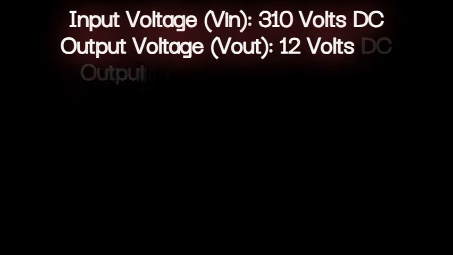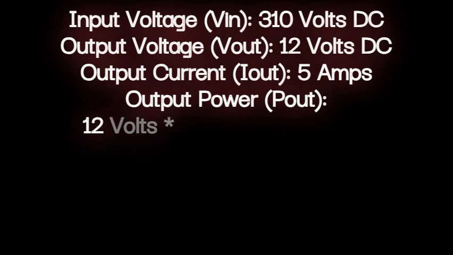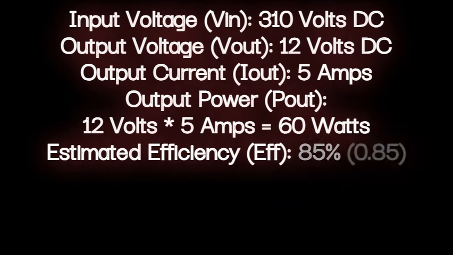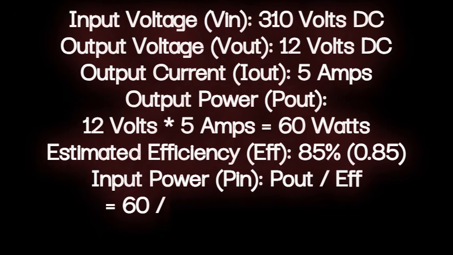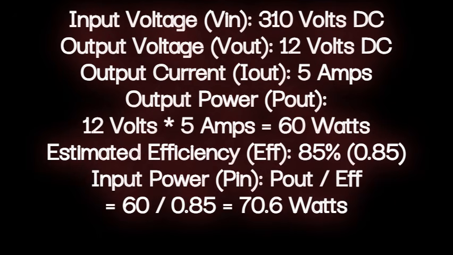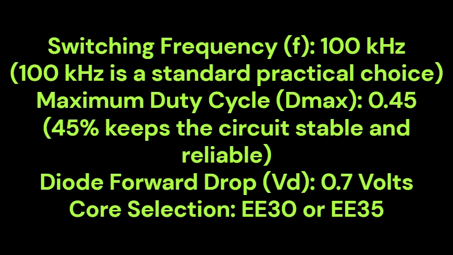Input voltage V in, 310 volts DC. Output voltage V out, 12 volts DC. Output current I out, 5 amps. Output power P out, 12 volts multiplied by 5 amps equals 60 watts. Estimated efficiency EFF, 85%, 0.85. Input power P in, P out upon EFF equals 60 upon 0.85 is equal to 70.6 watts.